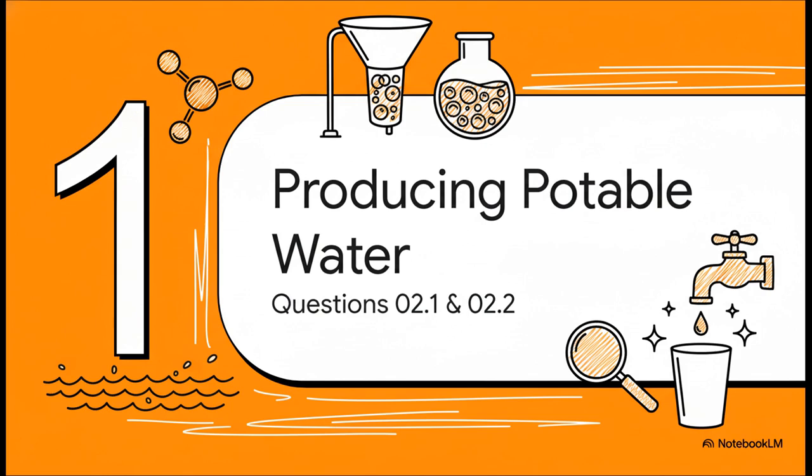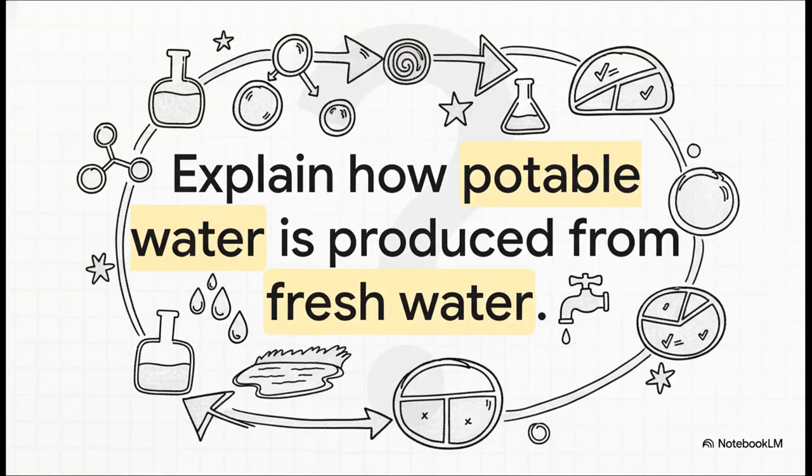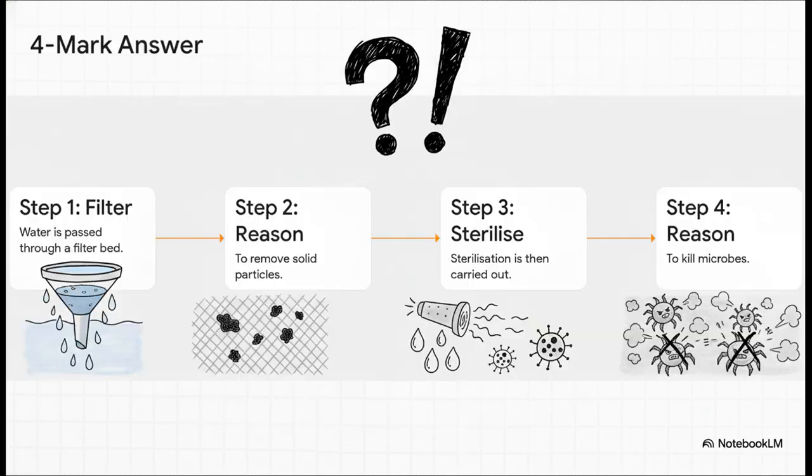This section has two parts to it. So the first question is a big one. It's worth 4 marks. It's asking you to explain the process. So what does a perfect 4-mark answer actually look like? And here it is. The perfect answer is a super clear 4-step process.